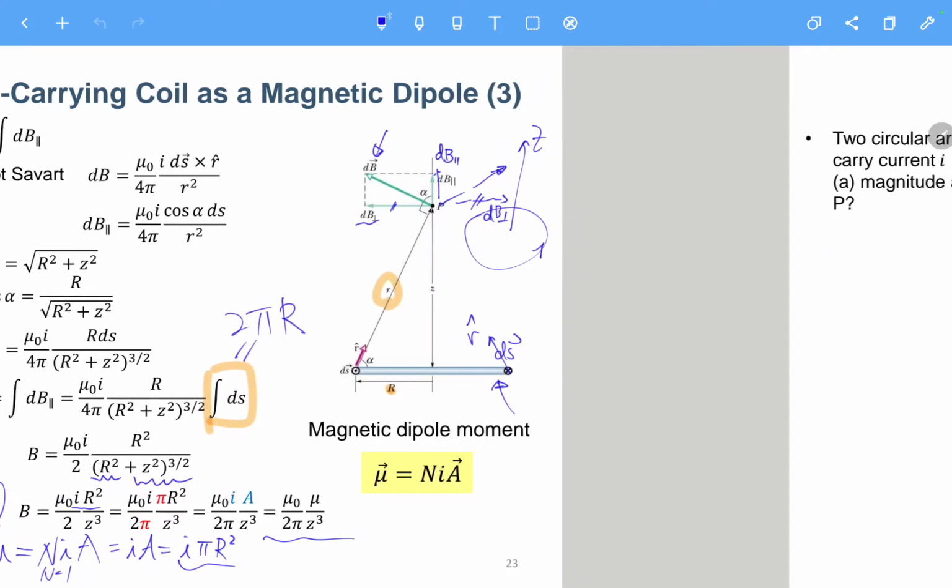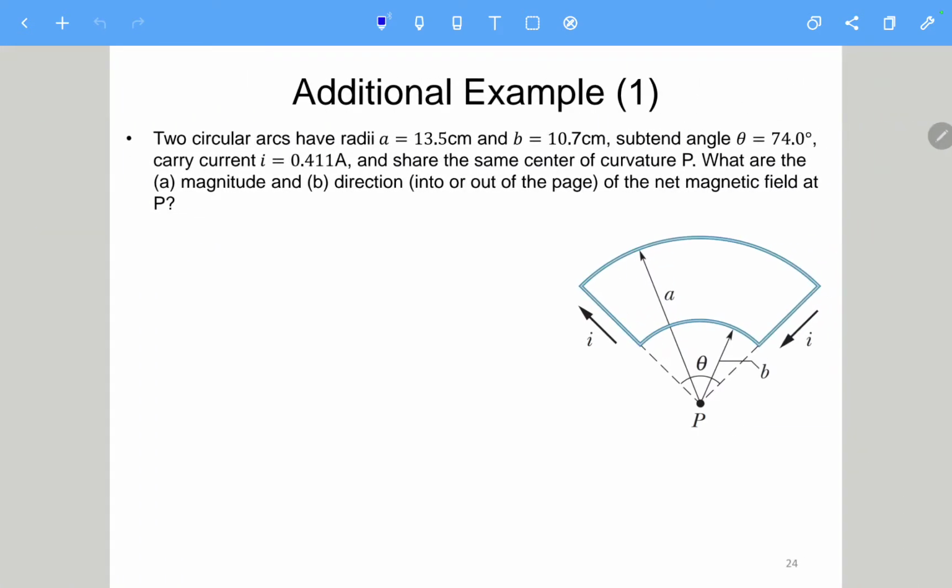Okay, so next we have two additional examples to finish off this chapter. The first one: two circular arcs have radii A and B and subtend angle theta, carrying current I, and share the same center of curvature P. What are the magnitude and direction of the net magnetic field at P?